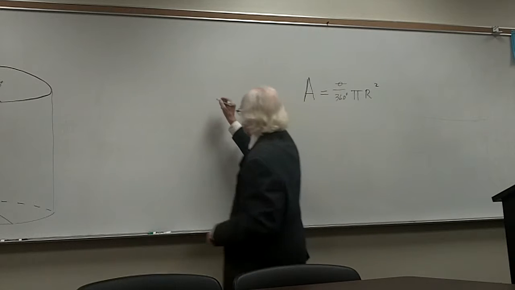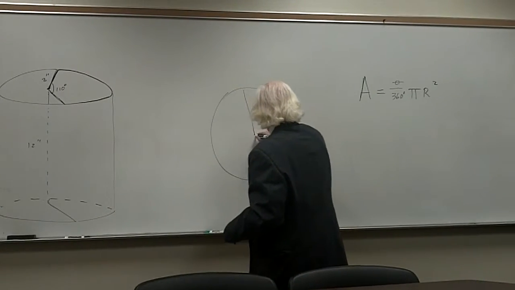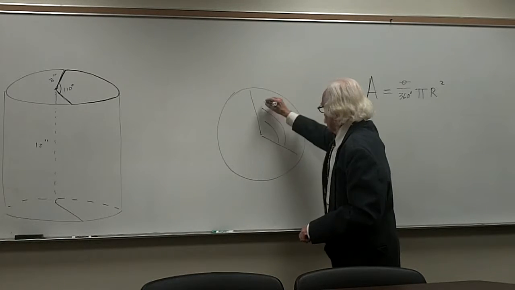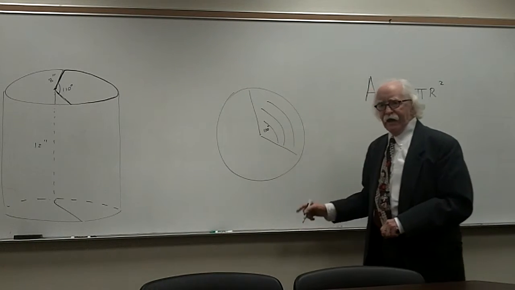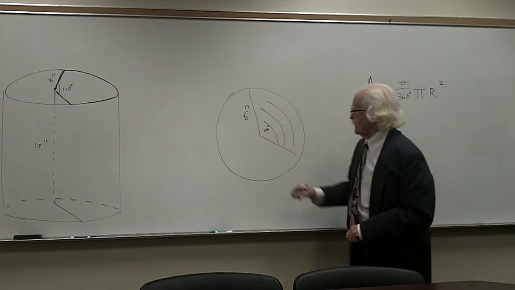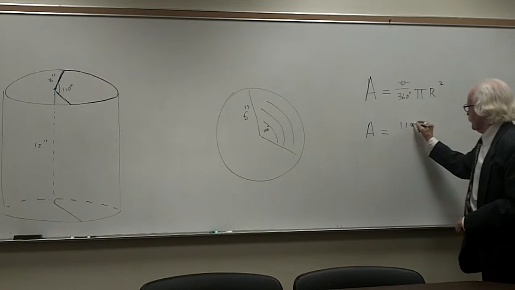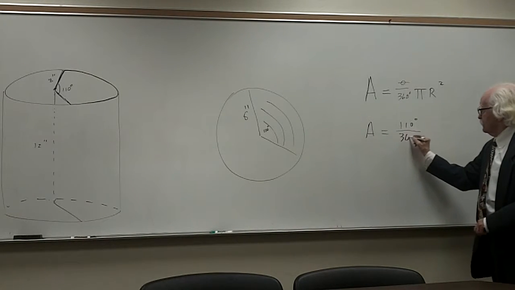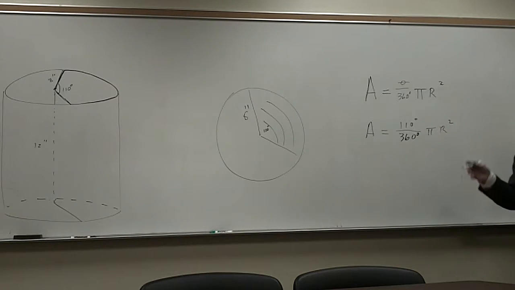Because if this is a circle like this, and you only want this slice of the pie, and that's 110 degrees, how do you think you get the area if the radius is 8 inches? The area would become 110 degrees out of 360 degrees times pi r squared. And that's the way you do it.